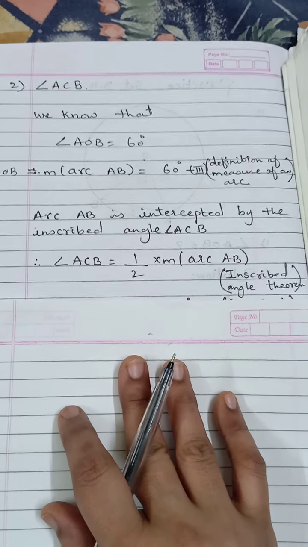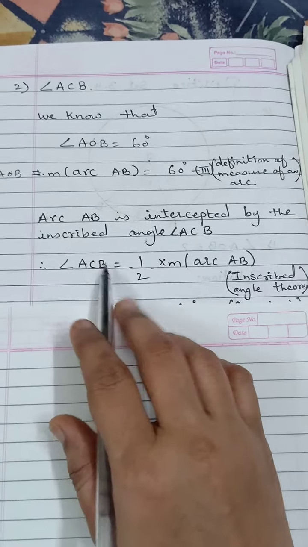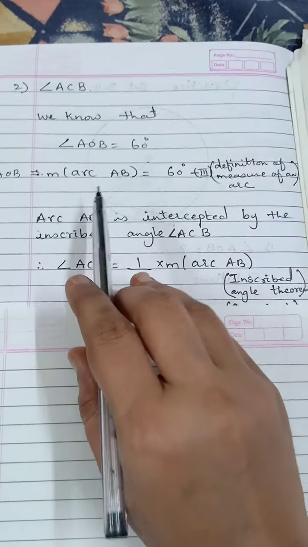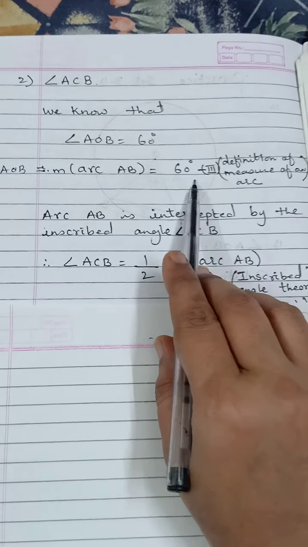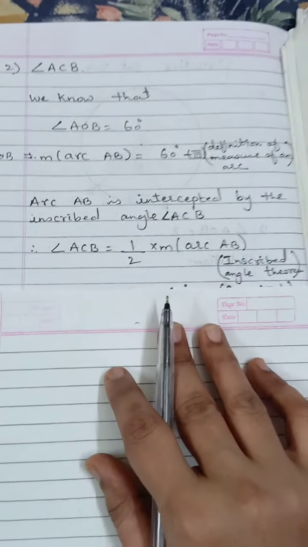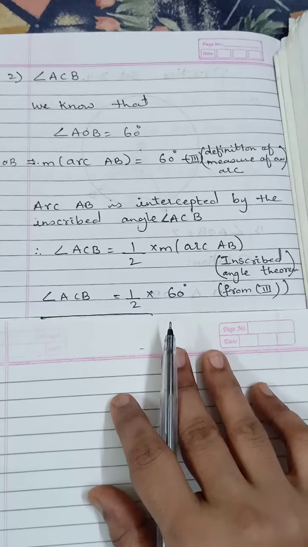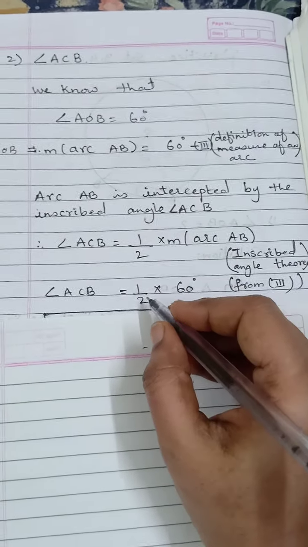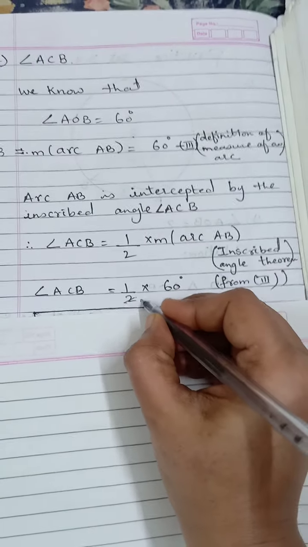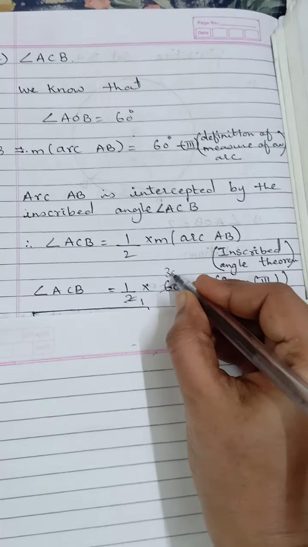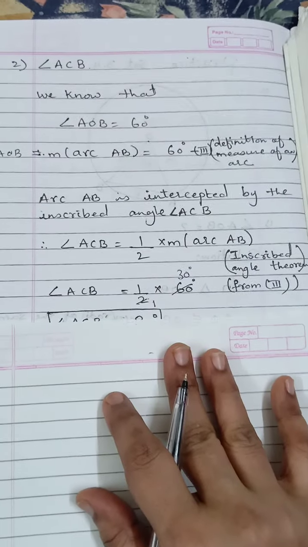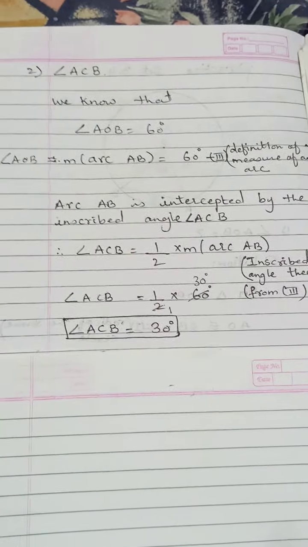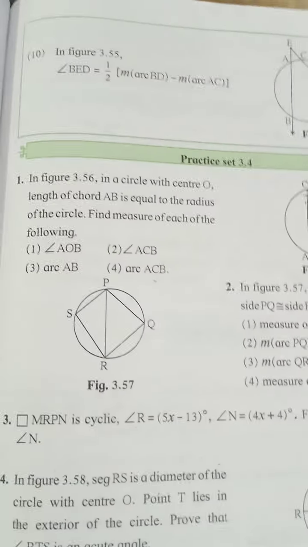Already I have explained the inscribed angle theorem. So ACB, which we want to find, is by the theorem half of major arc AB, and major arc AB we have here as 60 degrees. Now we'll substitute the value here. So half into 60 degrees, this 60 degrees I have taken from equation number 3. Now we can cancel by 2. So 2 ones are 2, 2 threes are 6, and then 0. So we have got angle ACB is equal to 30 degrees. So this completed our second sub question.